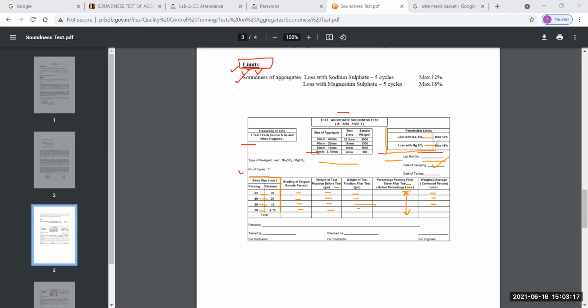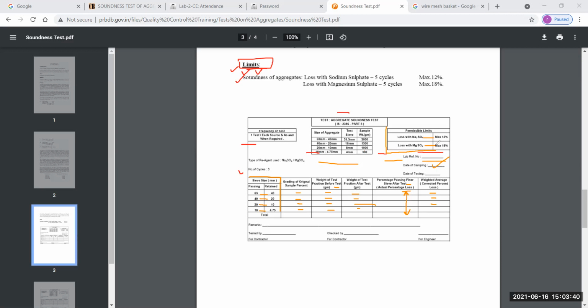Next question they ask: what is the maximum permissible limit when we use sodium sulfate as a chemical during the soundness test of aggregate? Option A 10%, option B 12%, option C 14%, option D 16%.